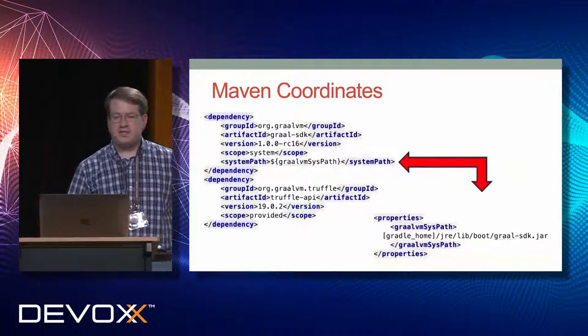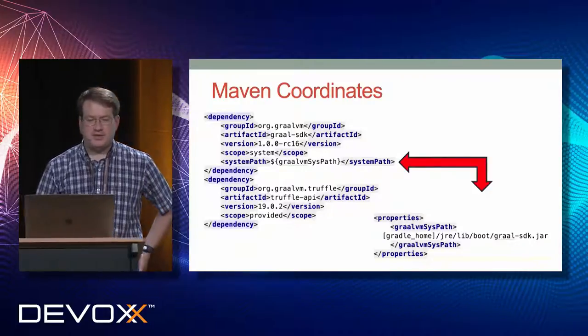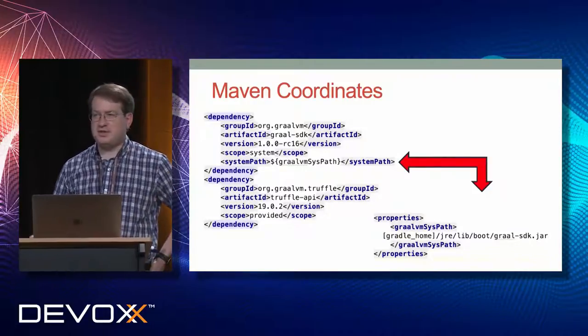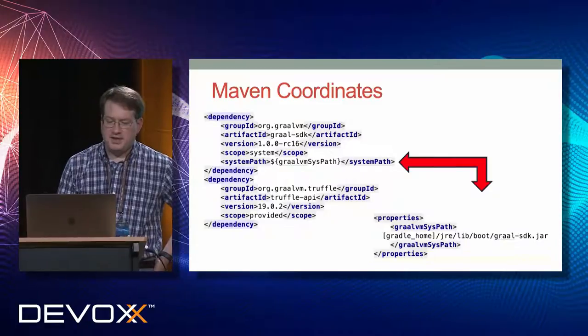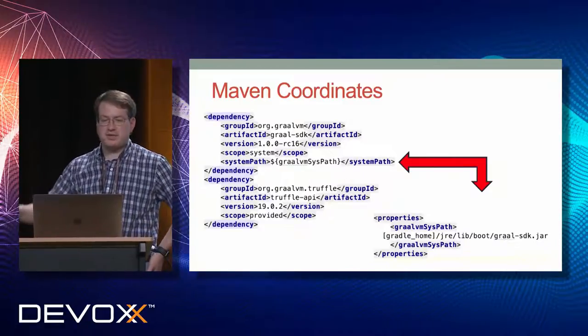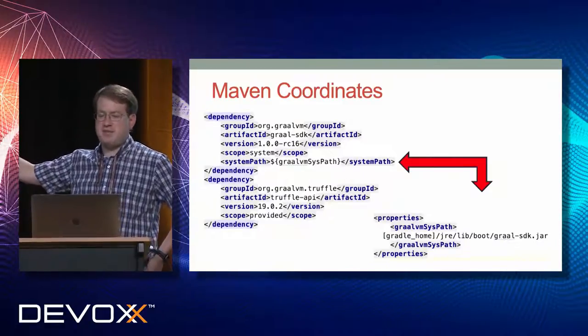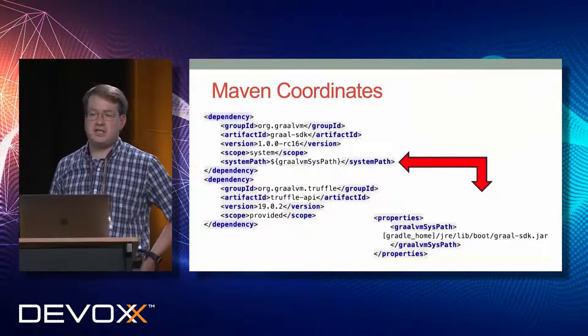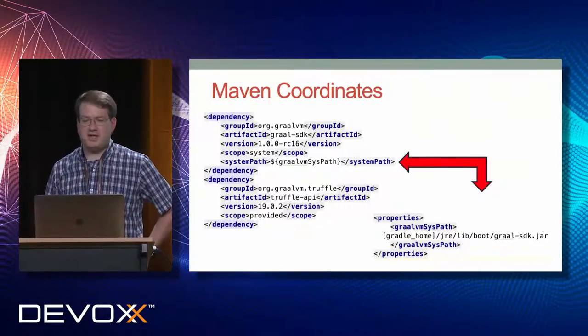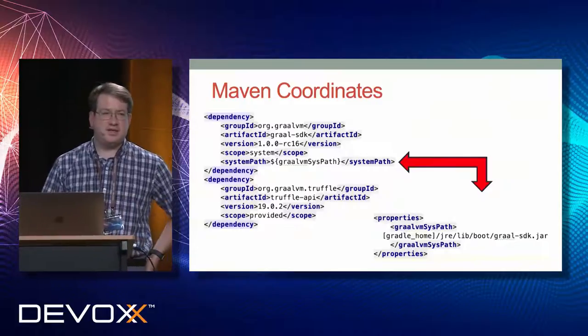And then the Maven coordinates for the GraalVM and also Truffle. You need both of these on the class path in order to use it. And note that the dependency for GraalVM actually references a system path, so that's something that's going to be specific to your machine, which specifies where it can find the Graal SDK.jar that it's going to need.